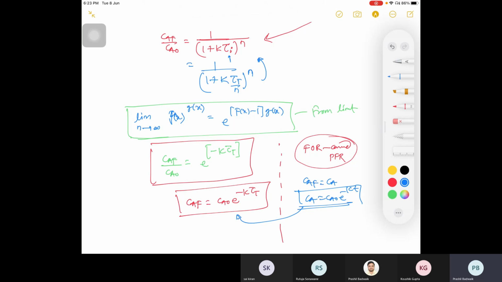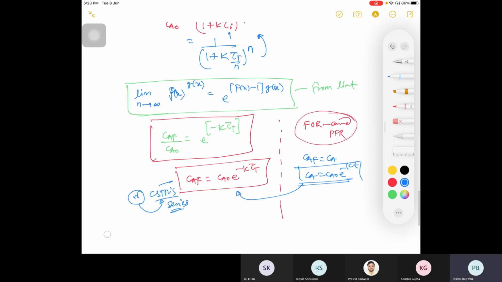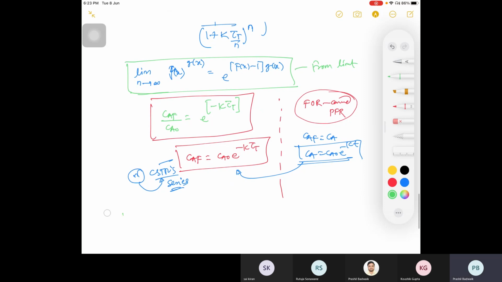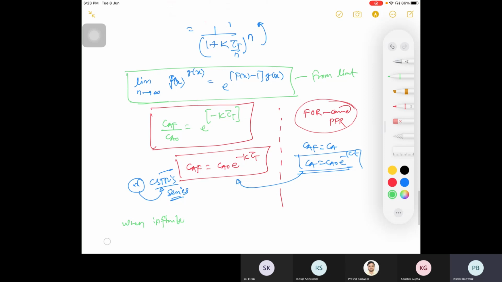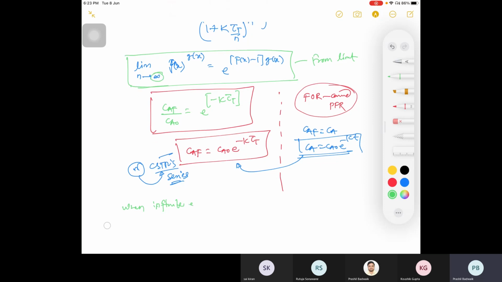Now you can see here, if n number of CSTRs are connected in series, what you are getting? The performance equation is similar to what? PFR, right? That's why what I am writing here is: when infinite number of, here I am saying n tending to infinity, that is the number of reactors are infinite. Okay, when infinite equal CSTRs are connected in series.